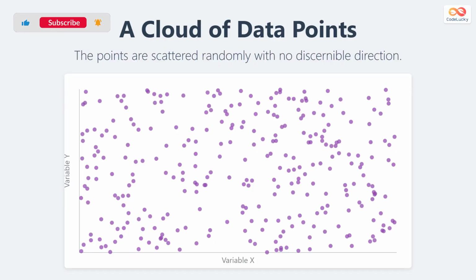Visually, no correlation is often described as a cloud of data points. The values are scattered all over the graph. There is no clear line, no curve, and no direction that the data seems to follow. It is pure randomness.